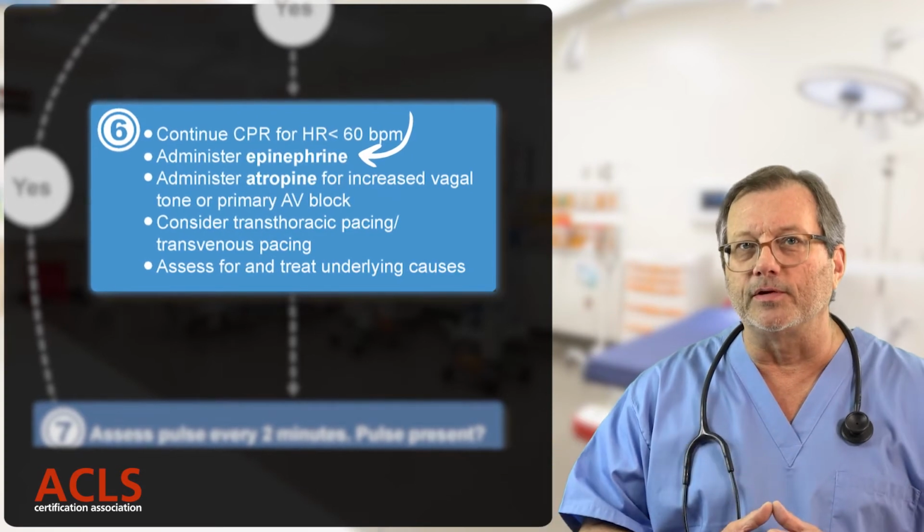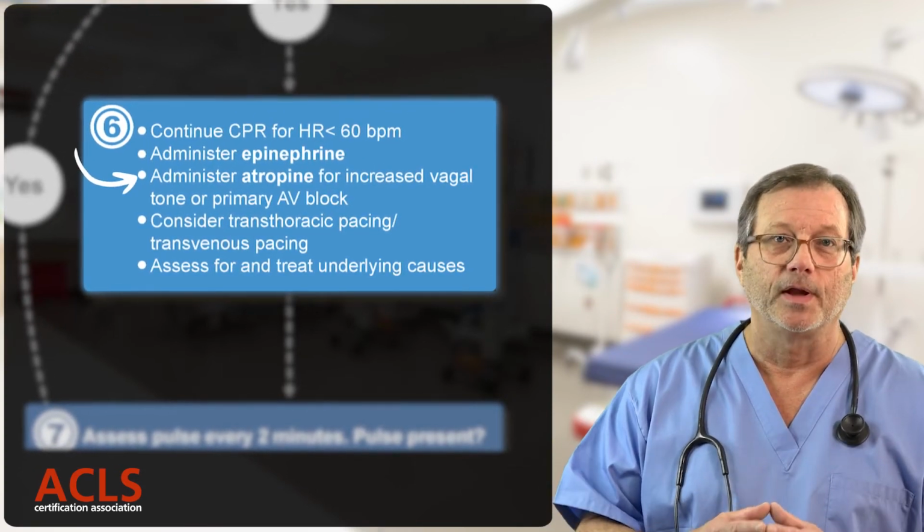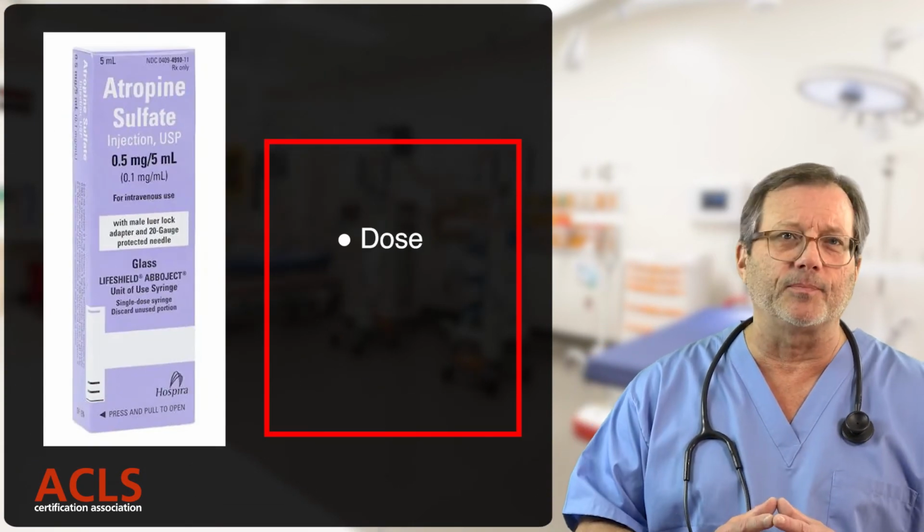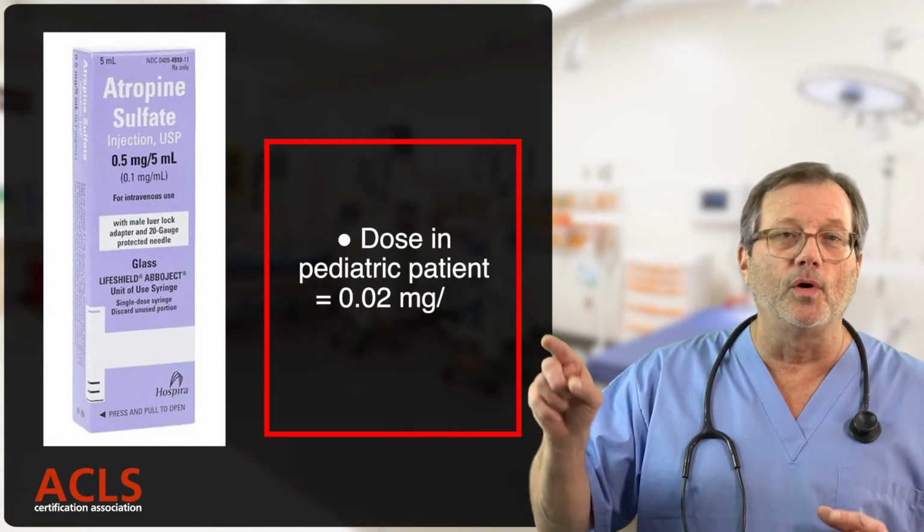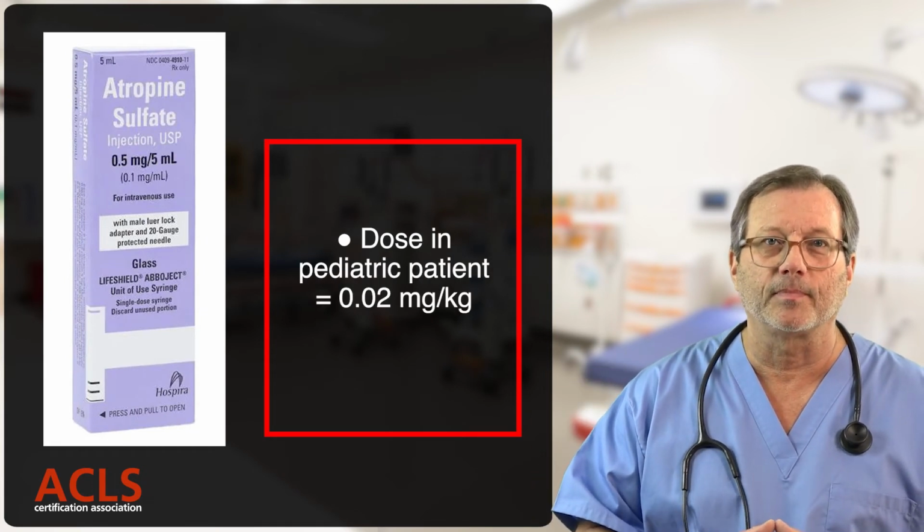If epinephrine is ineffective and we've secured the airway, we know that hypoxia is not an issue, and we're going through the drawers and we're looking for drugs and other causes of this bradycardia, the second drug we would administer would then be atropine. The dose for atropine in a pediatric patient, 0.02 milligrams per kilogram.